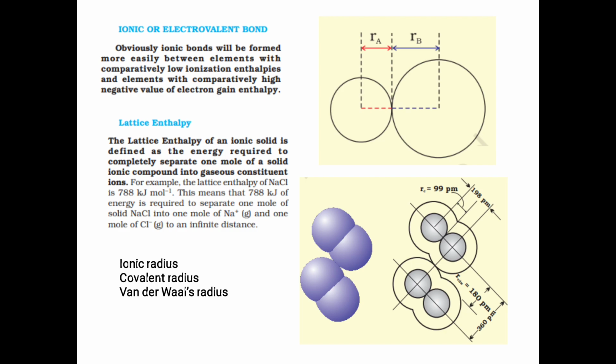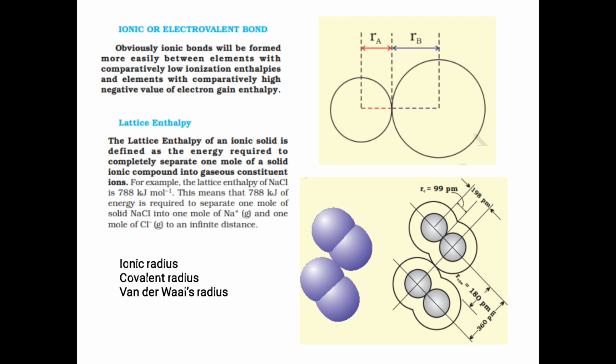Ionic or covalent bond. An ionic bond will be formed more easily between elements with comparatively low ionization enthalpies and elements with comparatively high negative values of electron gain enthalpy. Lattice enthalpy: the lattice enthalpy of an ionic solid is defined as the energy required to completely separate one mole of a solid ionic compound into gaseous constituent ions.